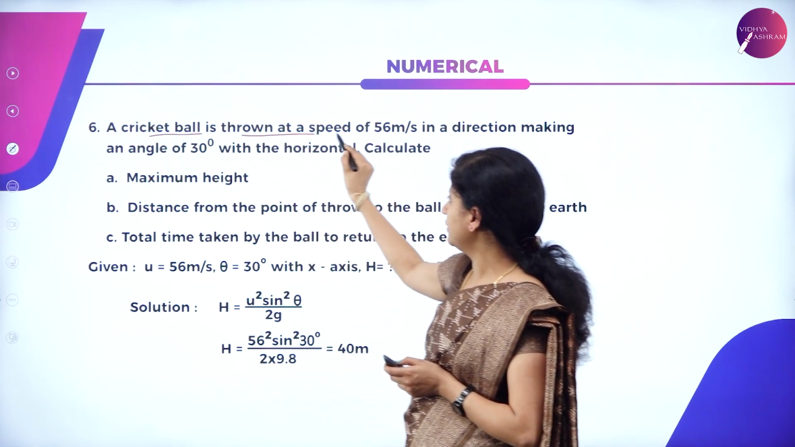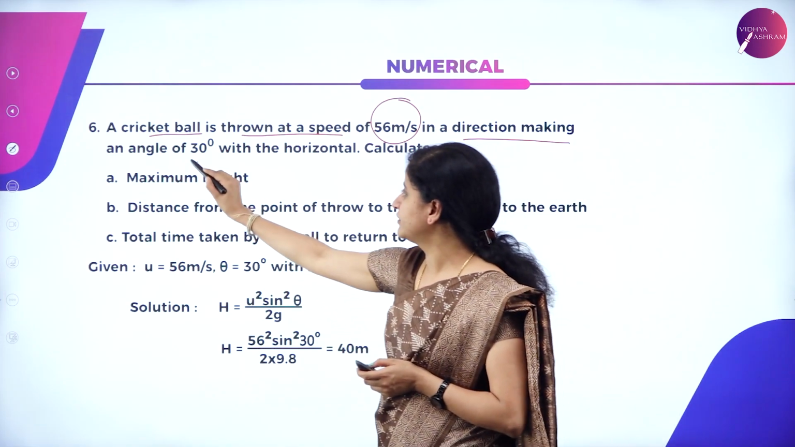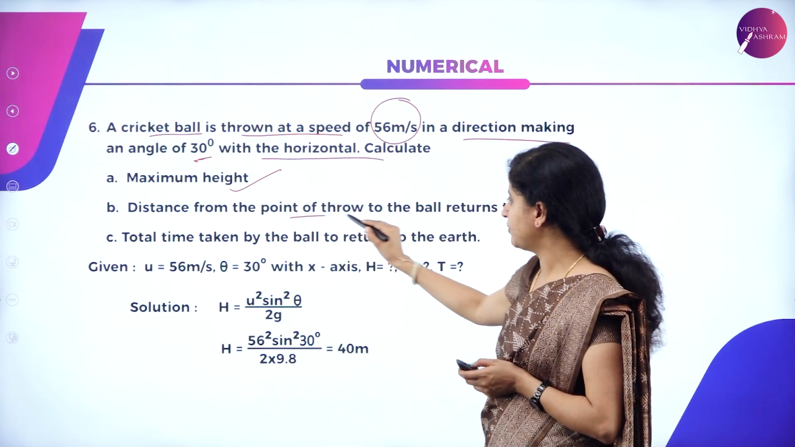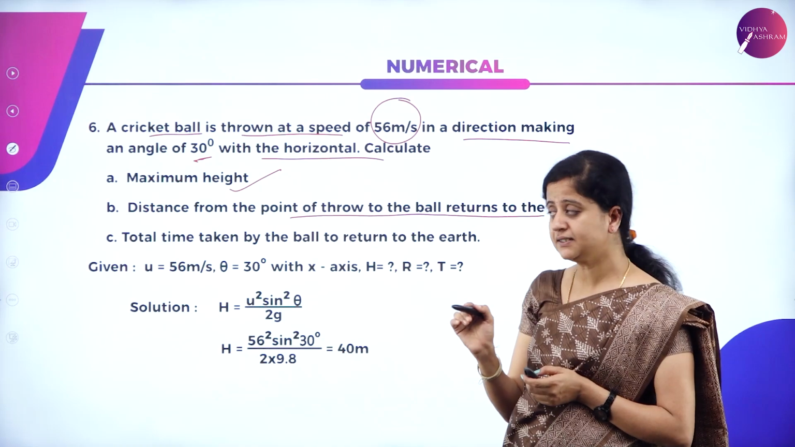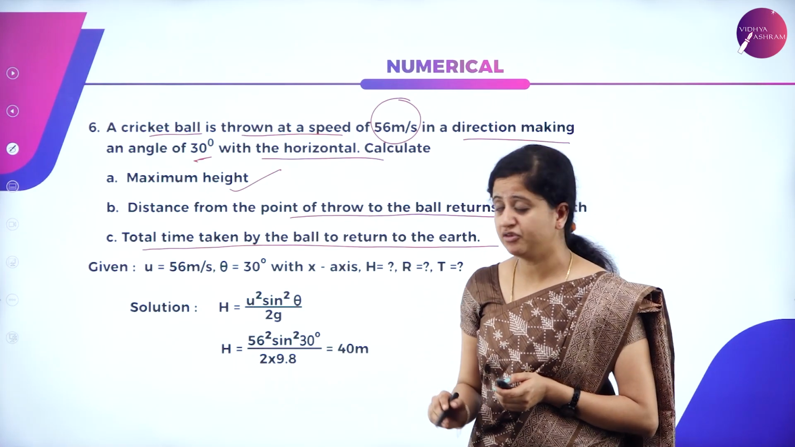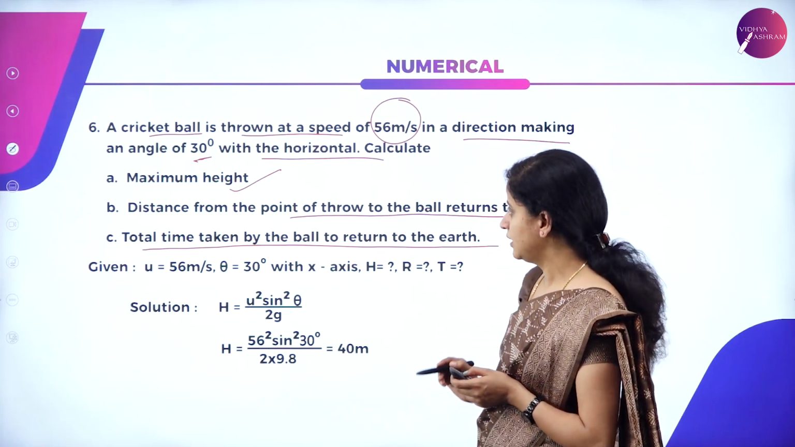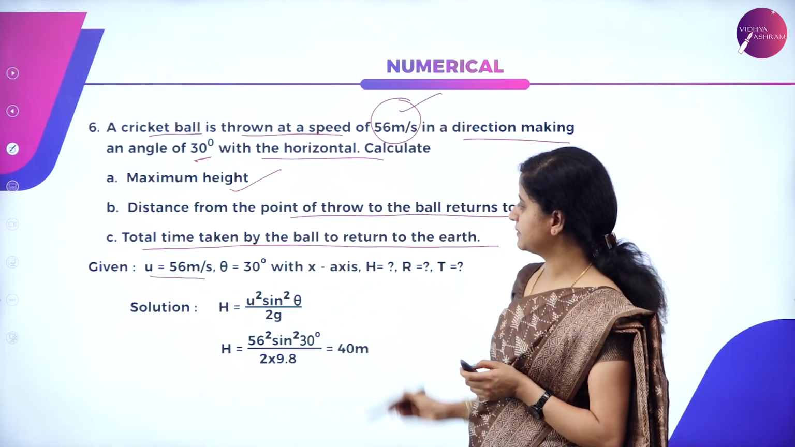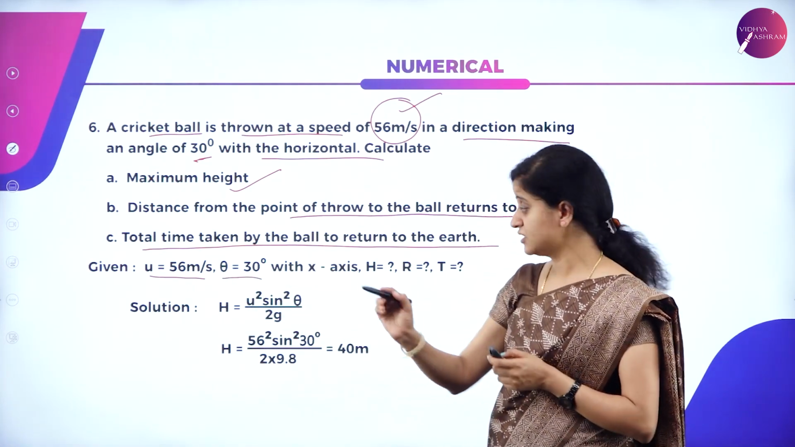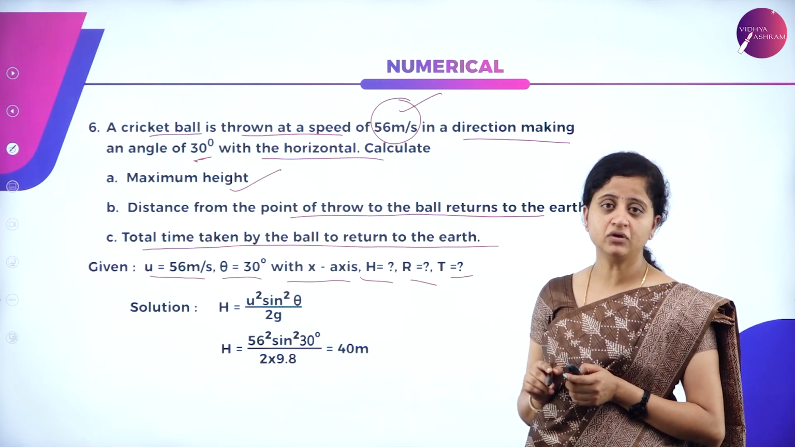A cricket ball is thrown at a speed of 56 meter per second in a direction which is making an angle of 30 degree with the horizontal. We have to calculate the maximum height, the distance from the point of throw to where the ball returns to the earth, as well as the total time taken by the ball to return to the earth, which means we have to find out the maximum height, the range, as well as the time of flight. So let us now write the data. U is 56 meter per second and the value of theta, which means angle of projection, is 30 degree with horizontal. So we are mentioning with x-axis, and height, range, time of flight we have to find out.